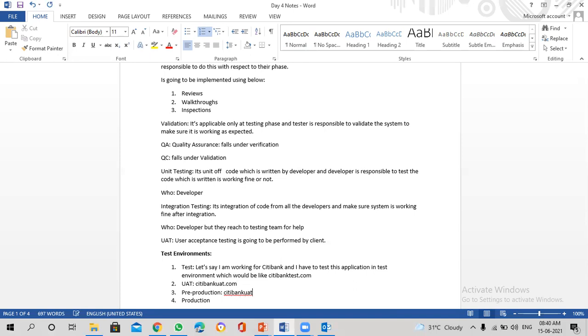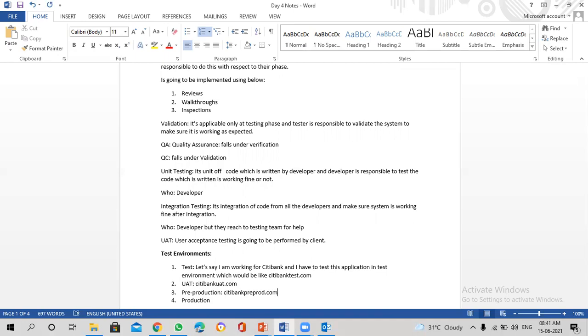Now this would be Citibank pre-prod. Okay. So now you can easily say that this is the URL and this is the environment. You can easily identify which environment you are in. So most of the time people would be using these environments.